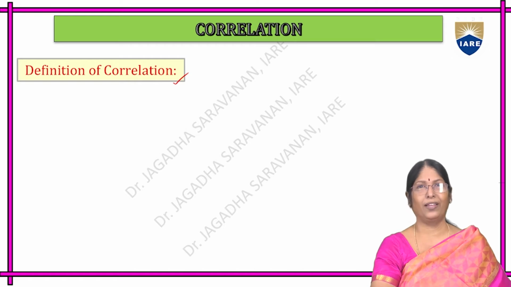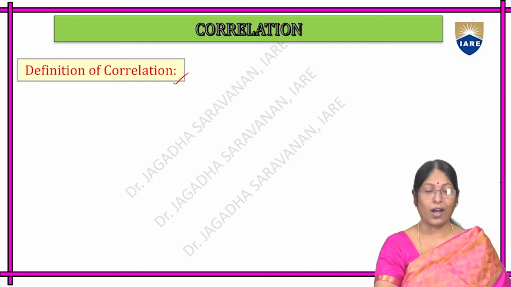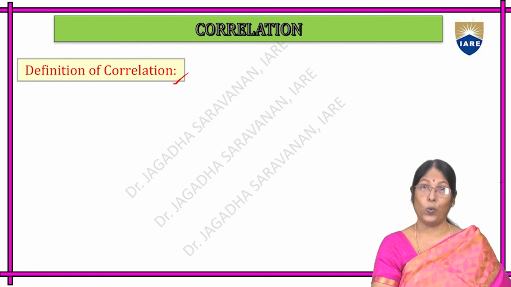Suppose the father and son are there. Their heights, how much height, how much weight they have, we want to discuss. Then for father, I will assume one variable, x, and for son, I will assume another variable, y. So there are two variables. So correlation is nothing but the relationship between variables. To understand better, I have given a live example.